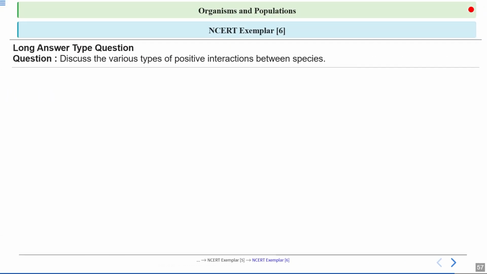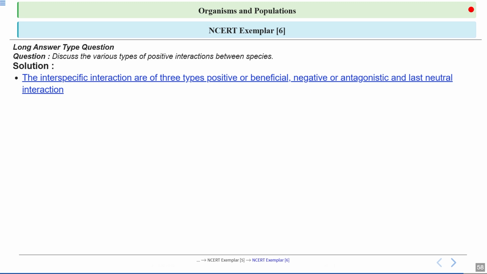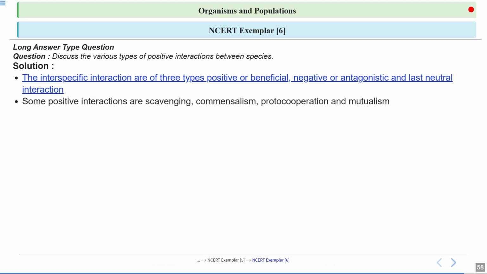Now next one, you have to discuss the various types of positive interaction between the species. First let's classify the types of interaction between species. Interspecific interaction can be positive or beneficial, negative, or neutral as well. Some examples of positive interaction include scavenging, commensalism, protocooperation as well as mutualism. Each of these represents a different way that species can help each other in nature.